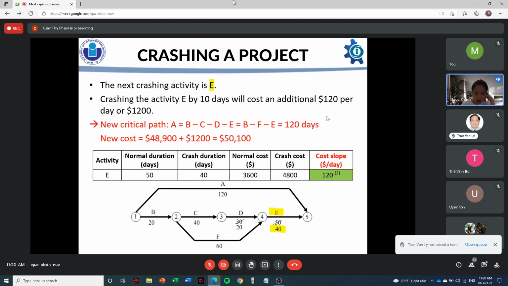Although the critical path is still B, C, D, and E, however, we cannot crash activity D anymore, so we need to cross the next smallest slope, which is activity E. Similarly, we cut it to 10 days with an additional cost of 100.